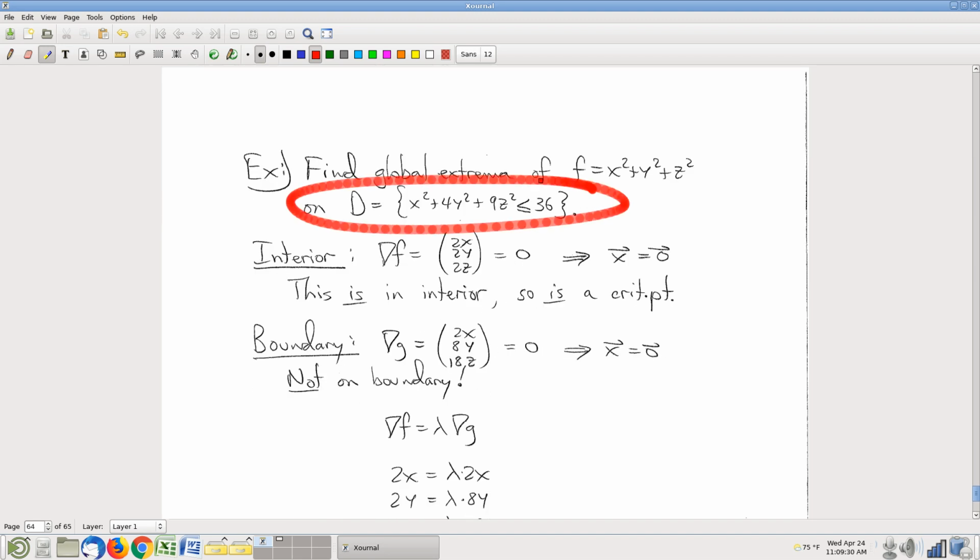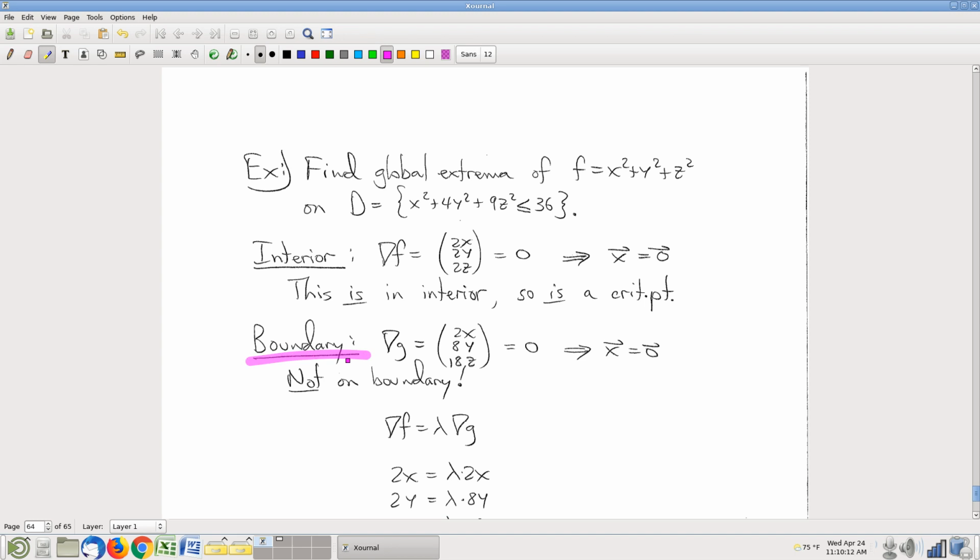So here we have this set D. This is, roughly speaking, a solid ellipsoid. And if you think about it, the solid ellipsoid has an interior, and it has a boundary, like that. The interior is where you have less than here. Excuse me. The boundary is where you have equals here. Okay. So I want to skip down to the boundary part. Something interesting happens on the boundary.